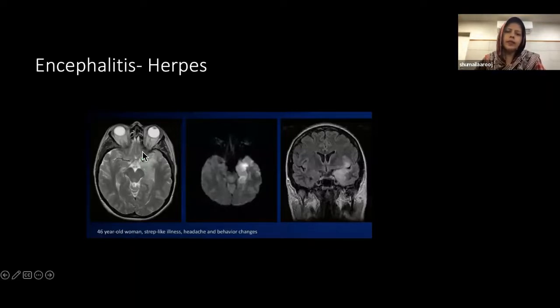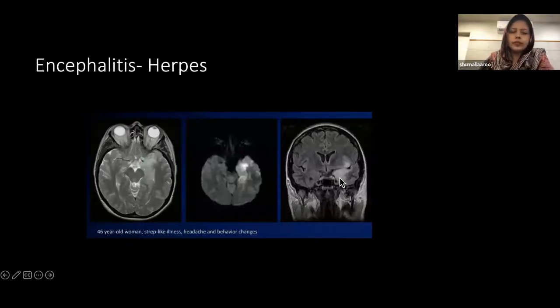So here we can easily appreciate that the sulci are not that swollen, but here there is a very swollen gyrus, and we can see that it is edematous as well. It has T2 hyperintense signals, and then it is showing diffusion restriction as well. And on coronal, we can compare the right and left side even in a better way.